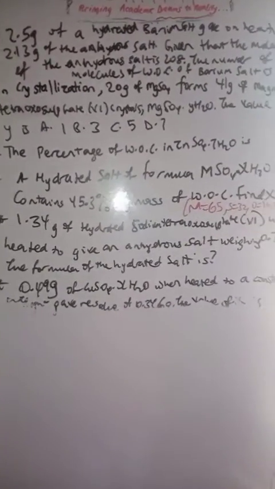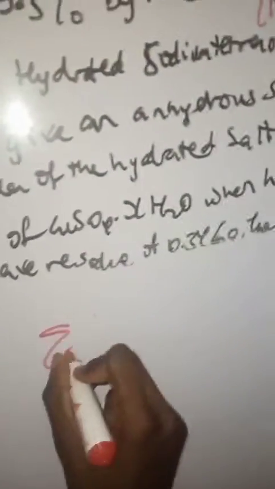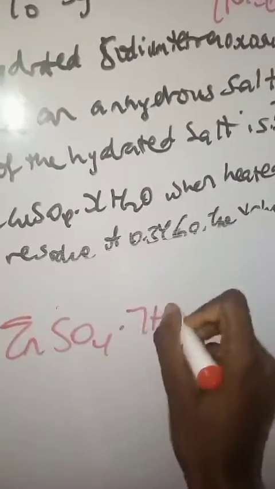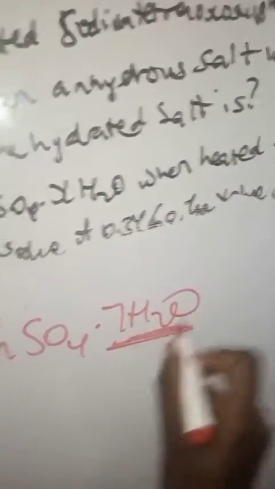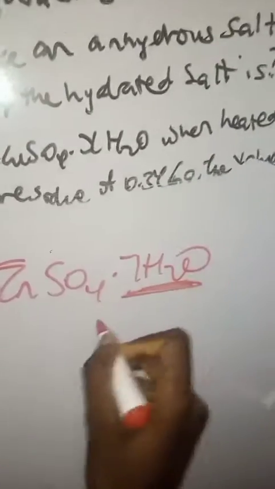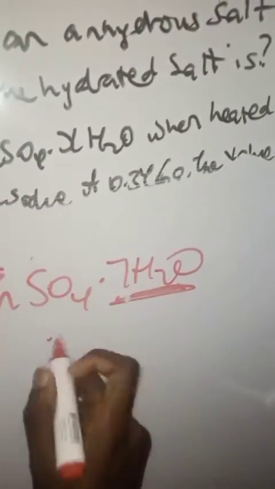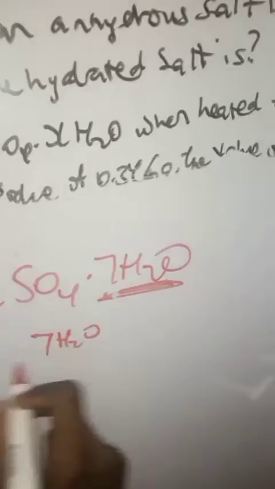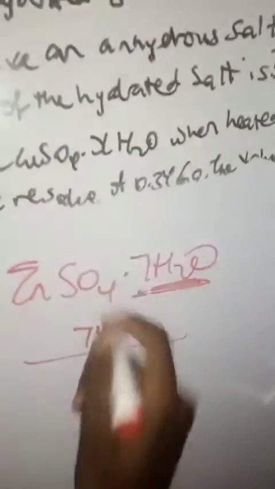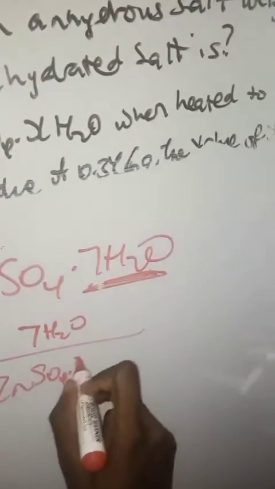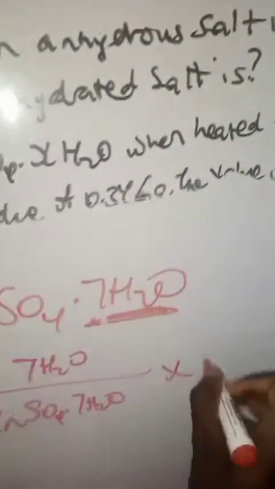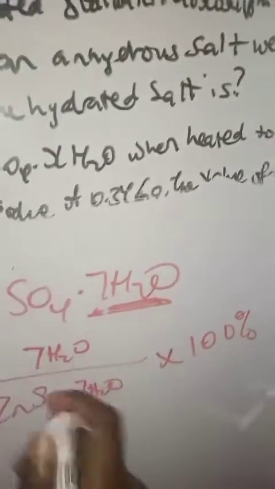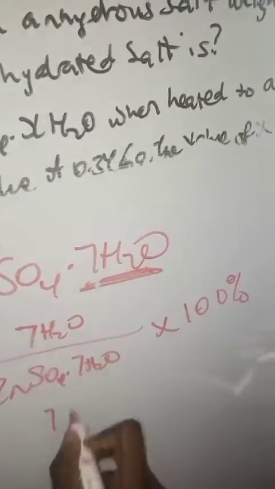Let's take these two questions now. The percentage of water of crystallization in ZnSO4.7H2O is. So you have zinc sulfate heptahydrate. They said, what's the percentage of water of crystallization? So it's just, as I told you, the water of crystallization, that is 7H2O, over the whole, just like having a ratio, then times 100%. So what's the molar mass for this? 7 into brackets what?